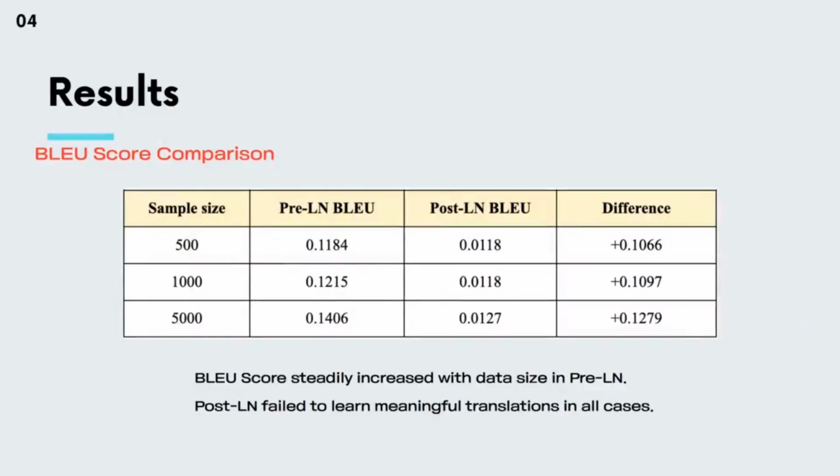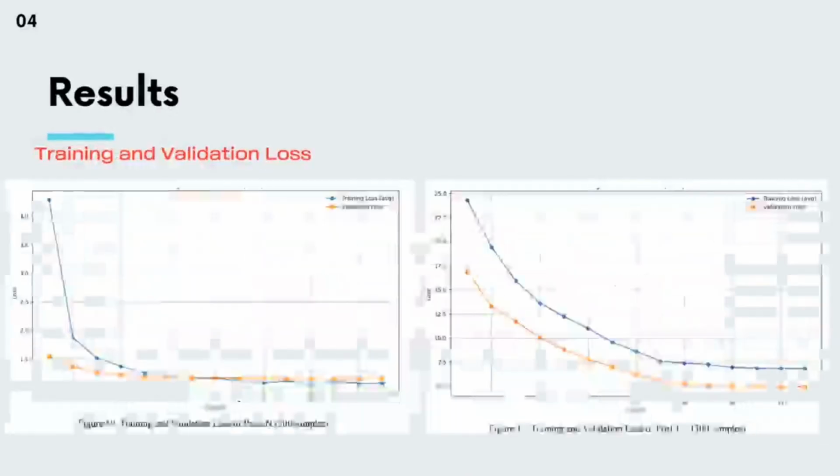PreLN shows steady improvement as the amount of data increases, but PostLN does not. This suggests that PostLN failed to produce meaningful translation under all conditions.